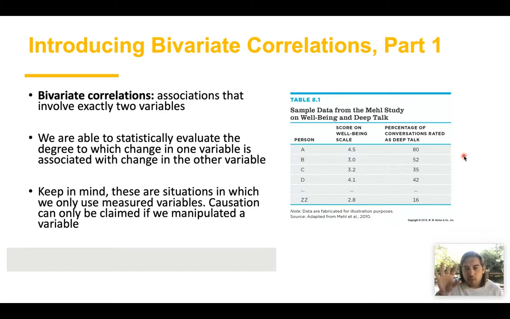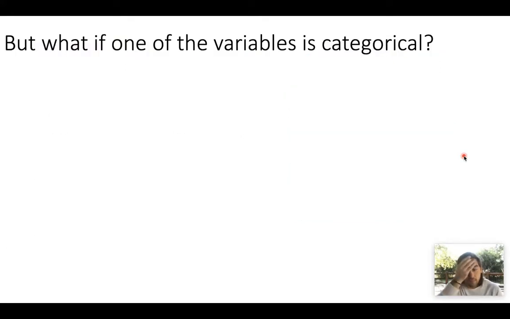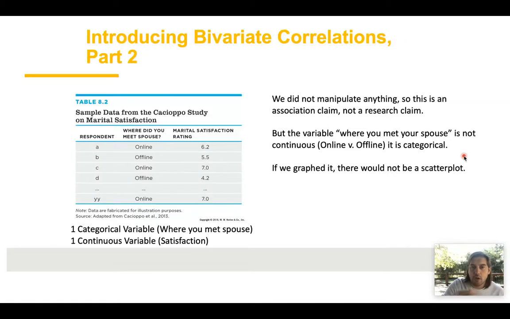So this is what data would look like. This is what variables would look like that we could use in a bivariate correlation. Now, as I mentioned before, we cannot use categorical variables. So if one of the variables is categorical, it might look like this. This is a different research question here.